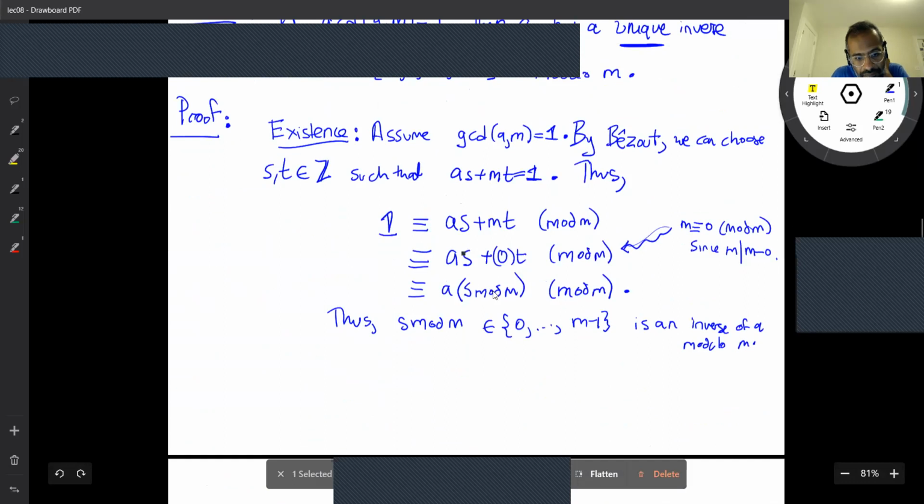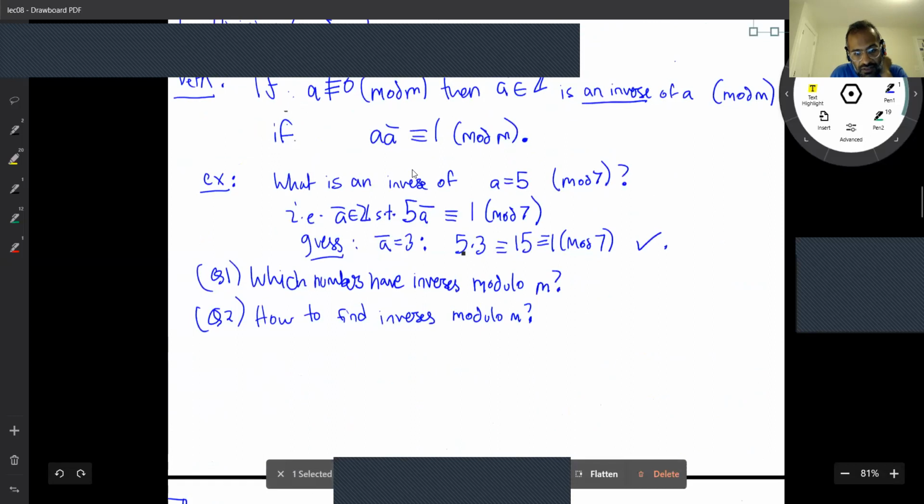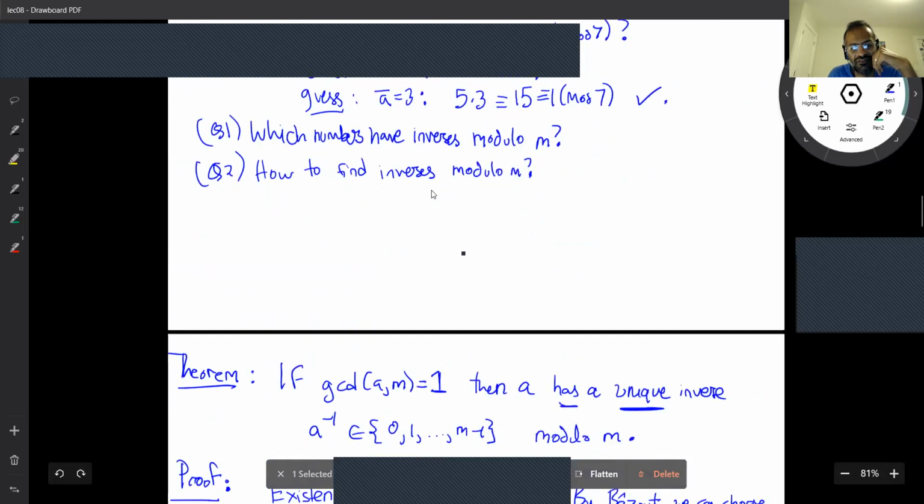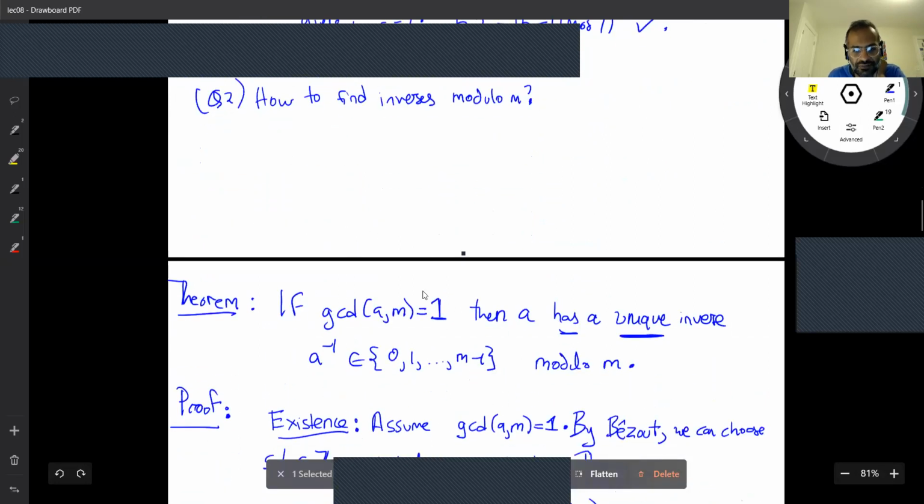Uniqueness. I will leave this as an exercise. It's very easy, and it's a good proof writing exercise. You assume there are two inverses and show they're the same. It's a one-line proof. I leave it as an exercise. So that's it. So that kind of answers question 1. It doesn't exactly tell me which numbers have inverses modulo m, right? It tells me if they're relatively prime, then there is a unique inverse modulo m.